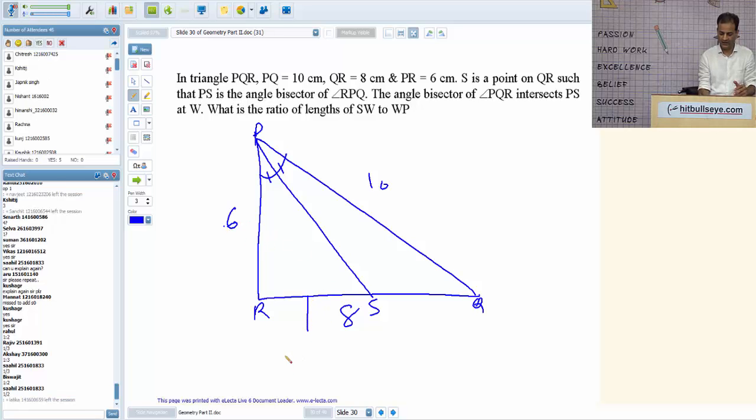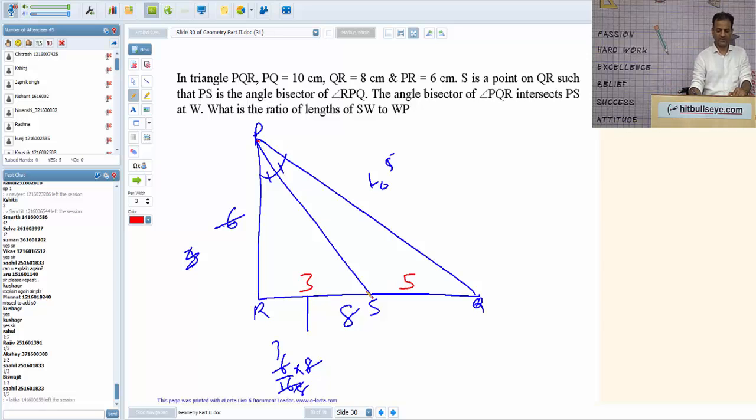So RS will be 6 by 16 into 8. 8 will be divided in 6:10, or you can say 3:5 also. Or otherwise, I am writing here the whole 6 by 16 into 8. It will be 2, 3, 2, 8. It will be 3. So RS will be 3 and SQ will be 5. Is it clear to everyone?